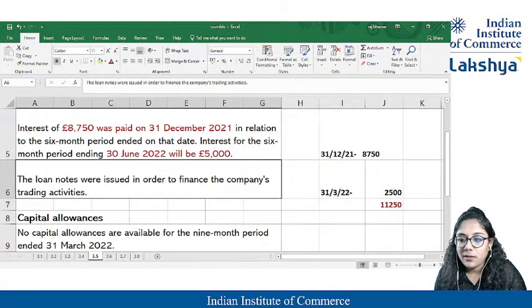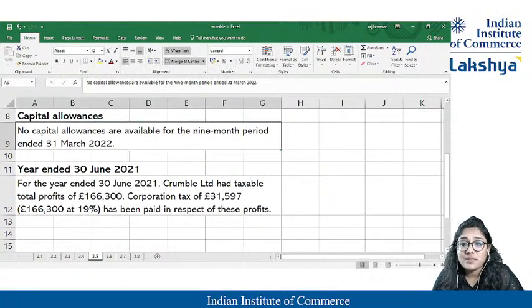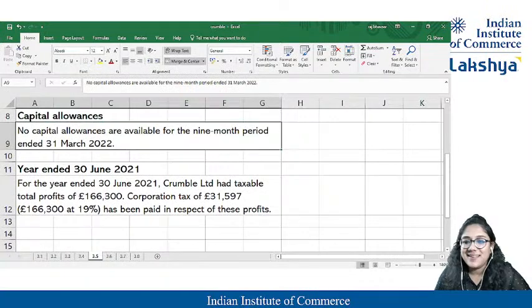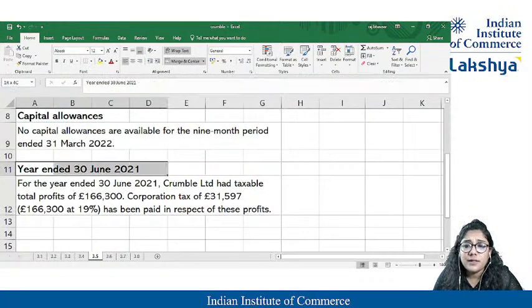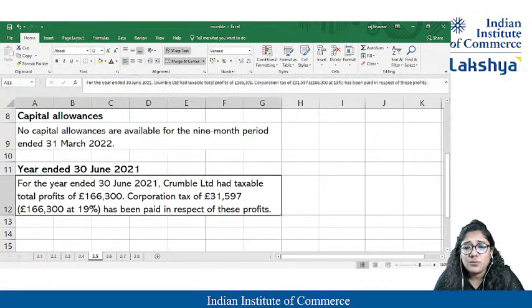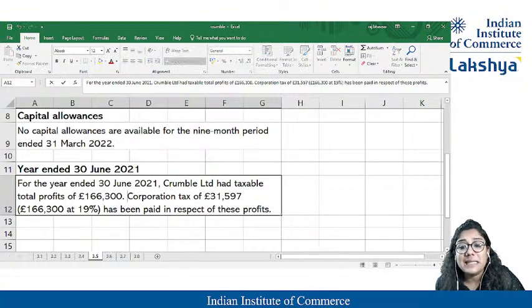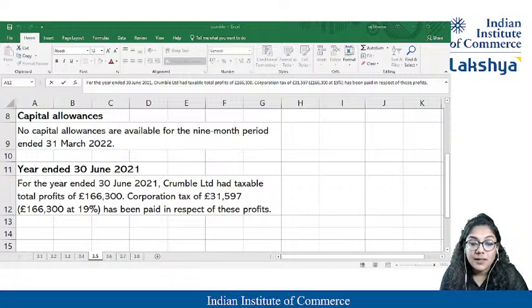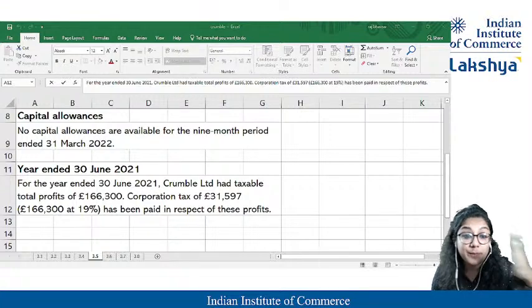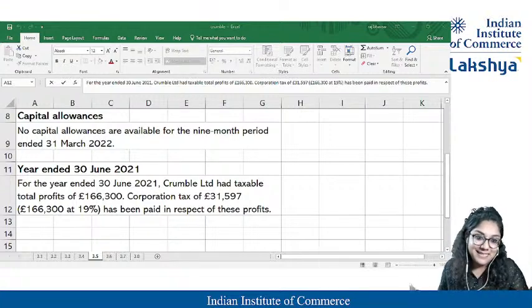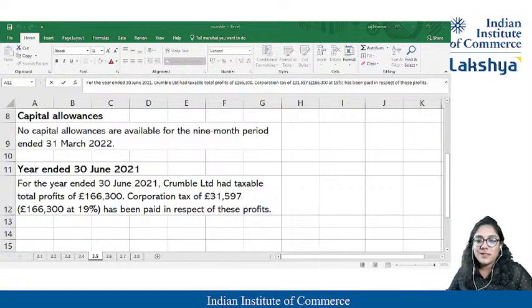Cool, it's okay. No capital allowances is there. Year ends on 30 June 21. Cool, I don't want to take these things. Yeah, corporate taxation. Okay, so they are thinking it is 30 June 2021. I don't care. Why? We are taking as per the book profit, book accounts, 31st March. Let's go ahead and solve the question.